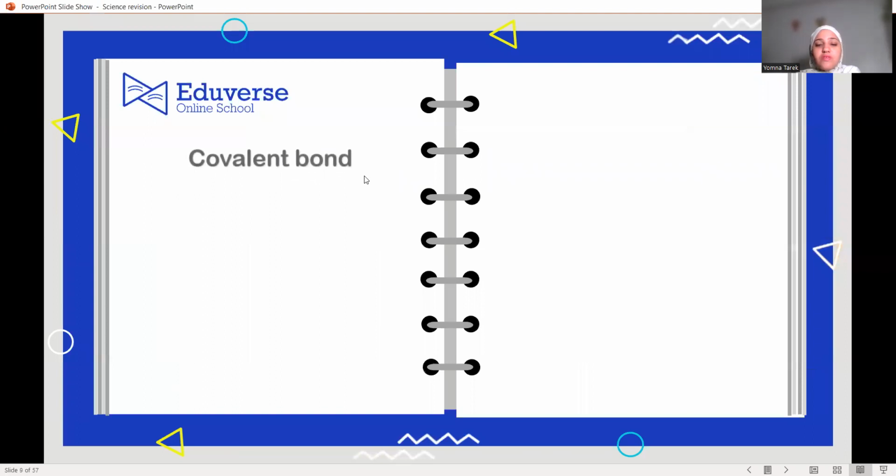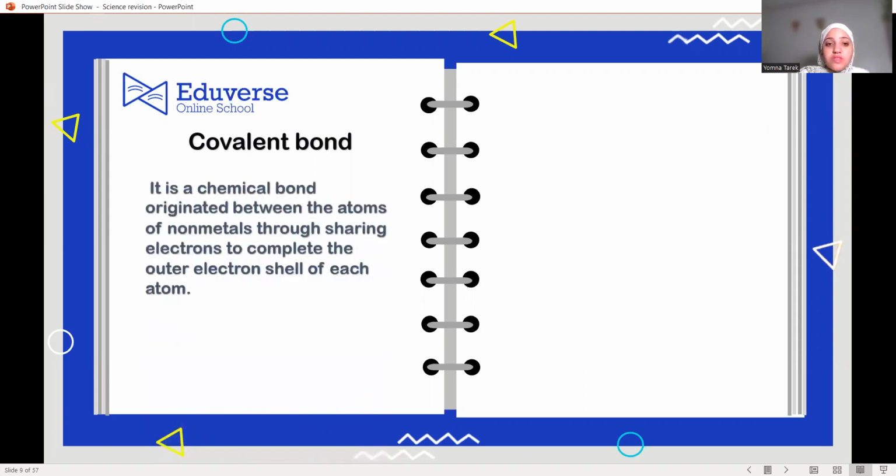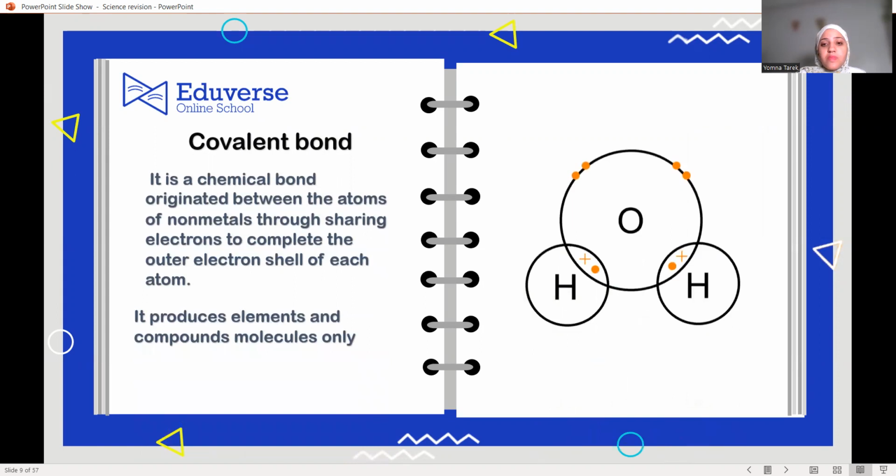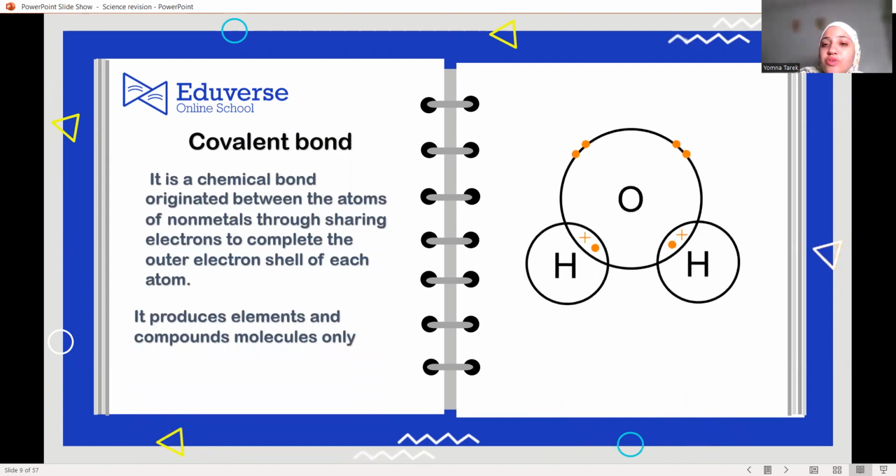Now let's talk about the covalent bond. Covalent bond happens by sharing electrons. It can be between 2 nonmetals, like for example chlorine and chlorine, or by sharing, like in the water molecule. We have here 2 hydrogen atoms and 1 oxygen atom, and they are sharing electrons. So covalent bond happens between the atoms of nonmetals together through sharing electrons.